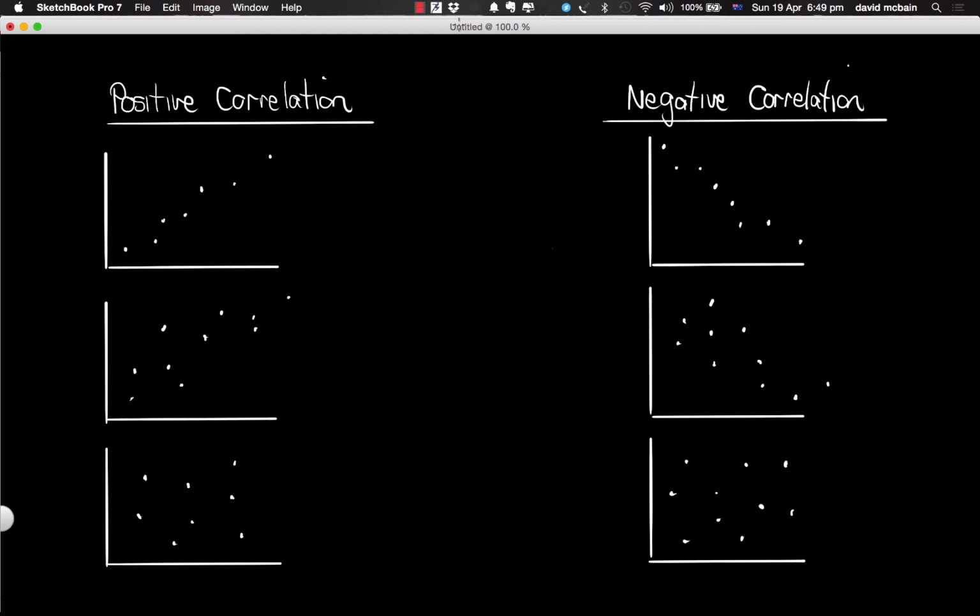Okay, here are a range of different examples of correlations. Now, this group over here on the left-hand side are examples of positive correlation. A positive correlation is when increasing the horizontal variable, so as this one increases, so does this one. Another way of thinking about it is a positive correlation means the line of best fit is going to have a positive gradient.